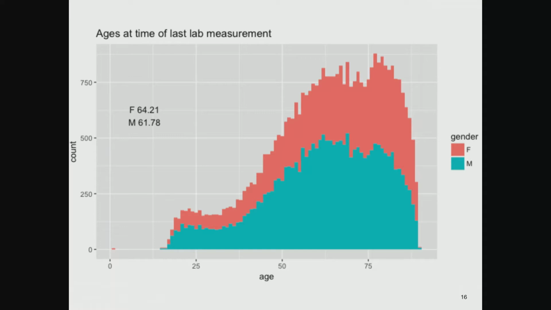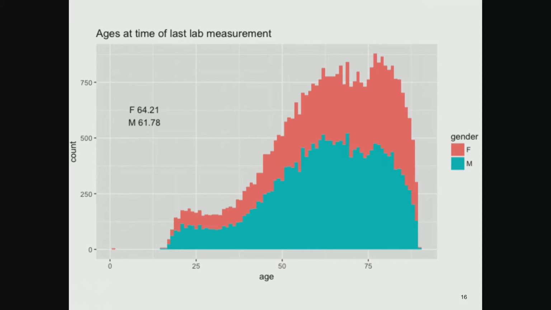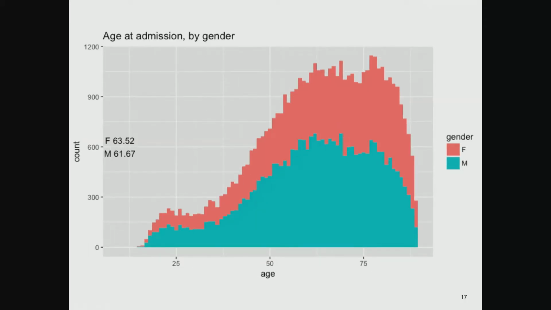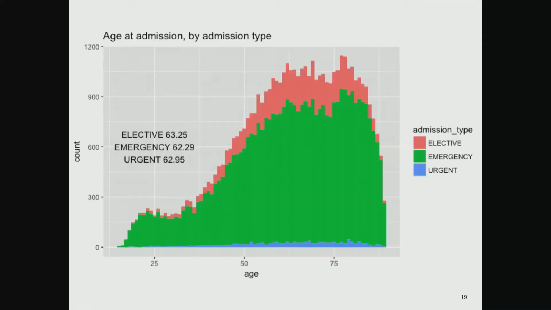If we look at age at admission by gender, so this is age at admission, not age at the time the last lab measurement was done. It's a pretty similar curve. So we see that females were 64.21 at time of last lab measurement, 63.5 at the time of admission. So we can look at demographics, and demographics typically includes these kinds of factors, which I mentioned before.